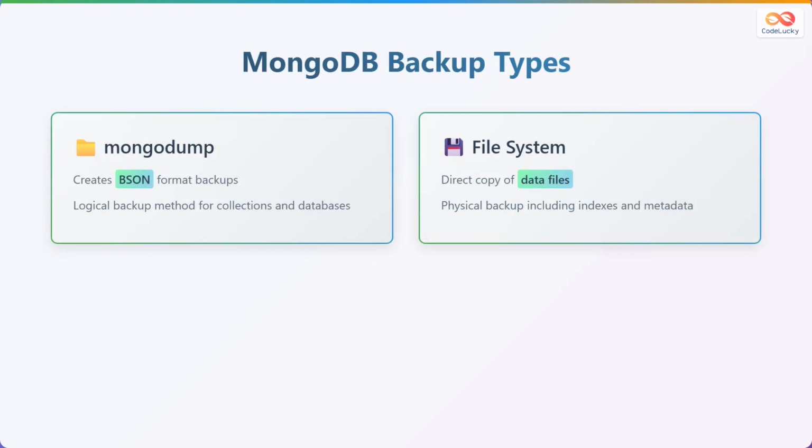There are mainly two types of MongoDB backups. First, the mongodump utility creates backups in BSON format. This is a logical backup method, allowing you to back up specific collections and databases. Second, we have file system backups, which involve directly copying the data files. This is a physical backup that includes indexes and metadata.